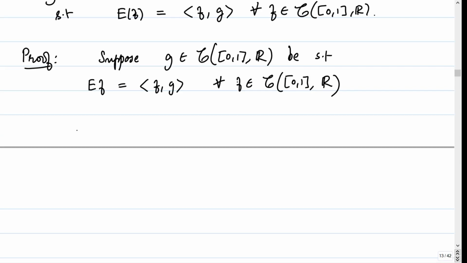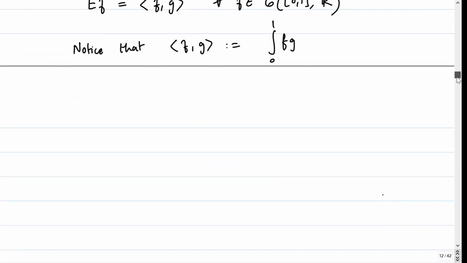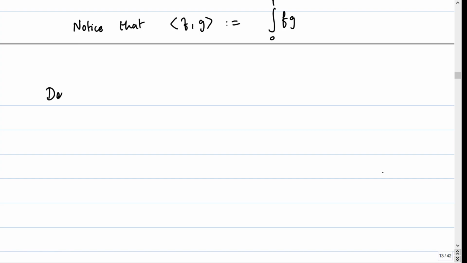So let's see. Notice that the inner product of f and g is defined to be the integral from 0 to 1 of f times g. This is the inner product with which we are working on C[0,1]. So let's define certain functions fn in the following manner. Let's first draw the graph of fn and then we'll define what fn is.